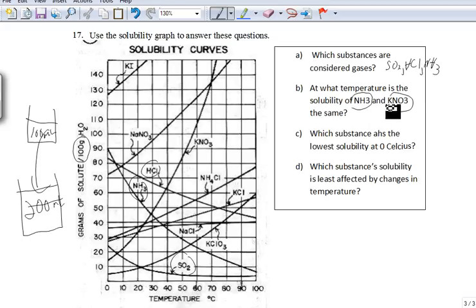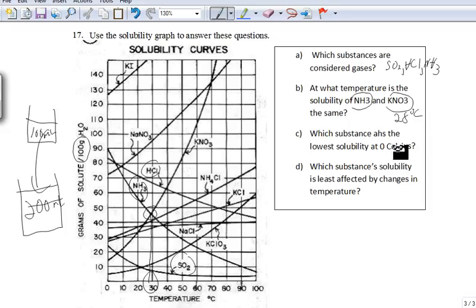At what temperature is the solubility of NH3 and KNO3 the same? So we're looking for when they cross. NH3 is here, and KNO3 is here, and they cross right there. So we go down, so it's approximately 28 degrees Celsius.